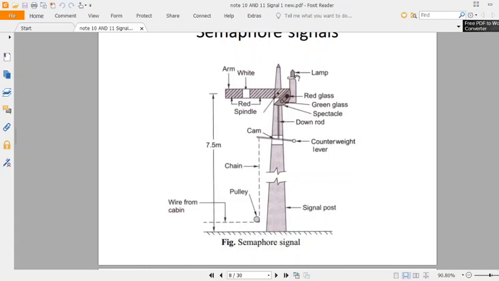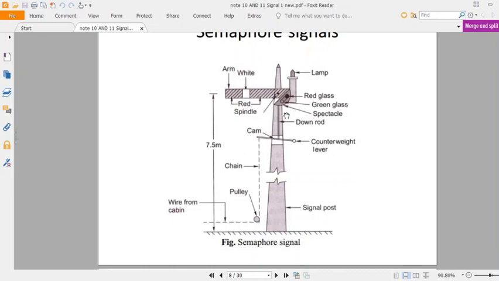The arm moves the spectacle, which contains green and red colored glass. The red glass is positioned at the upper end and the green glass is positioned at the lower end of the spectacle, so that the red light is visible to the driver when the arm is horizontal and the green light is visible when the arm is lowered.